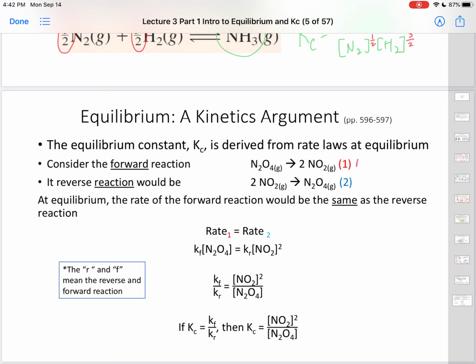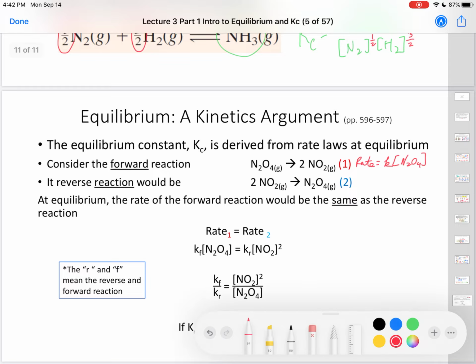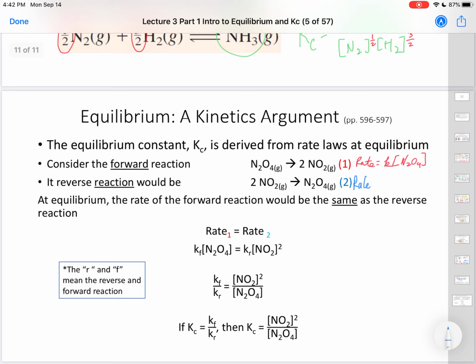Okay? If we were to write that, and we write the rate law, right, we would say rate equals K times the starting material N2O4. Okay? And again, for the second reaction, it would be rate equals K times the starting material NO2. Right? And this would be second order, okay? And since these rates are equal to one another, we would say that K of the forward reaction times the concentration of N2O4 equals K of the reverse reaction times NO2 squared. And the F means forward, R means reverse, okay?